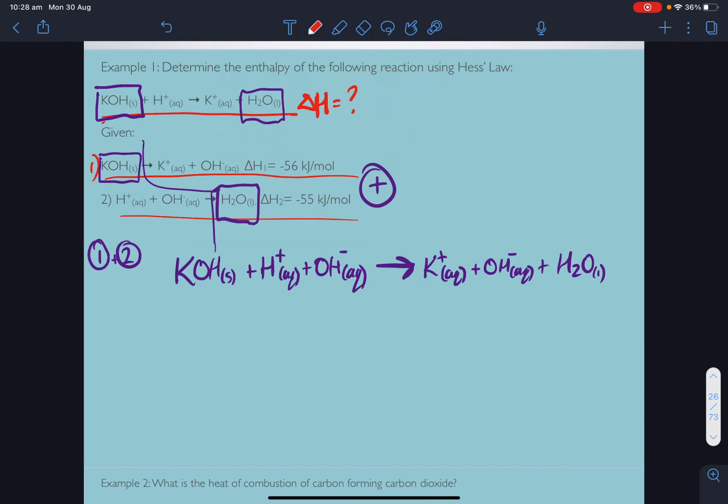Now let's start cancelling. I'll change back to red. Okay? I have a hydroxide on both sides. Now have a look. Potassium hydroxide plus H plus, and here I've got potassium ion and water. That's the same as my right-hand side up the top. So I know that 1 and 2 are giving me what I'm looking for. Okay, so that's a good tick.